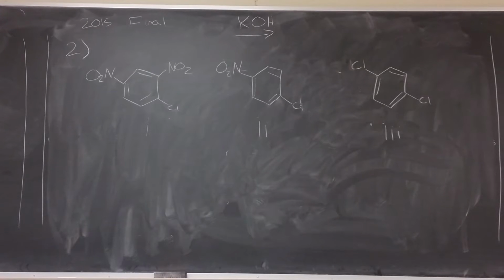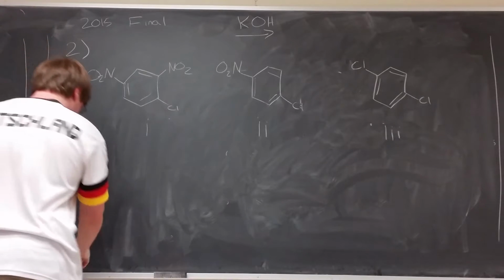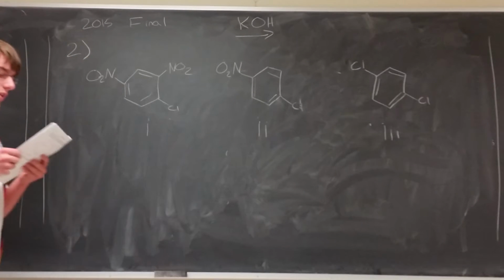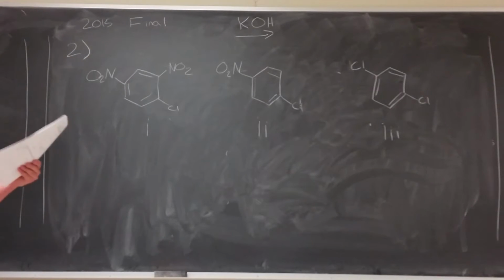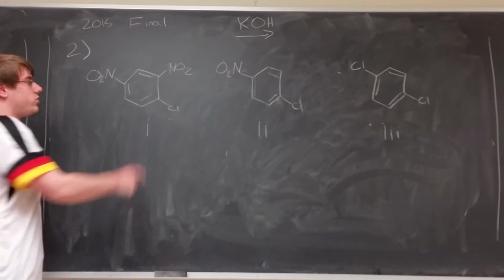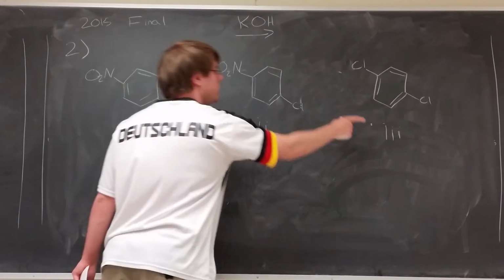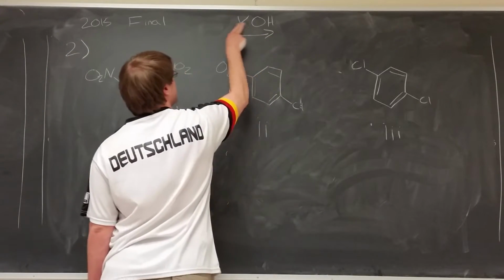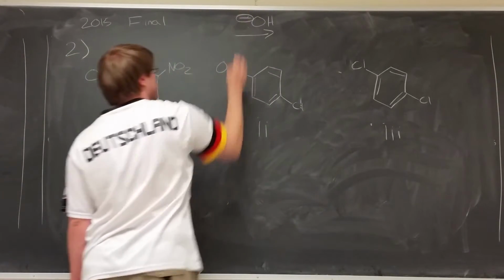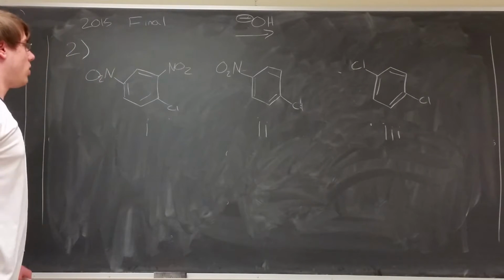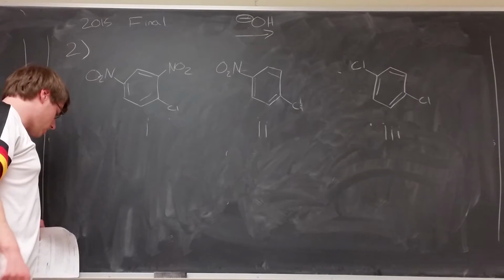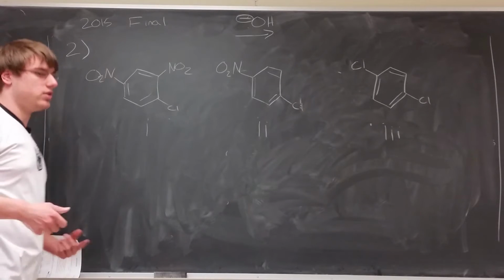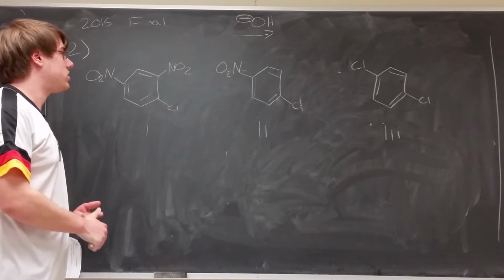Question 2 is on nucleophilic aromatic substitution with benzene rings. Another way of saying that is SNAr, which is what is said in the question. Now what they're telling you is you have 3 different rings, and each of these are going to undergo a reaction with KOH. All that means is you have OH minus attacking these rings somewhere. What you first have to do is recognize which kind of SNAr reaction this is. Is this addition elimination or elimination addition?